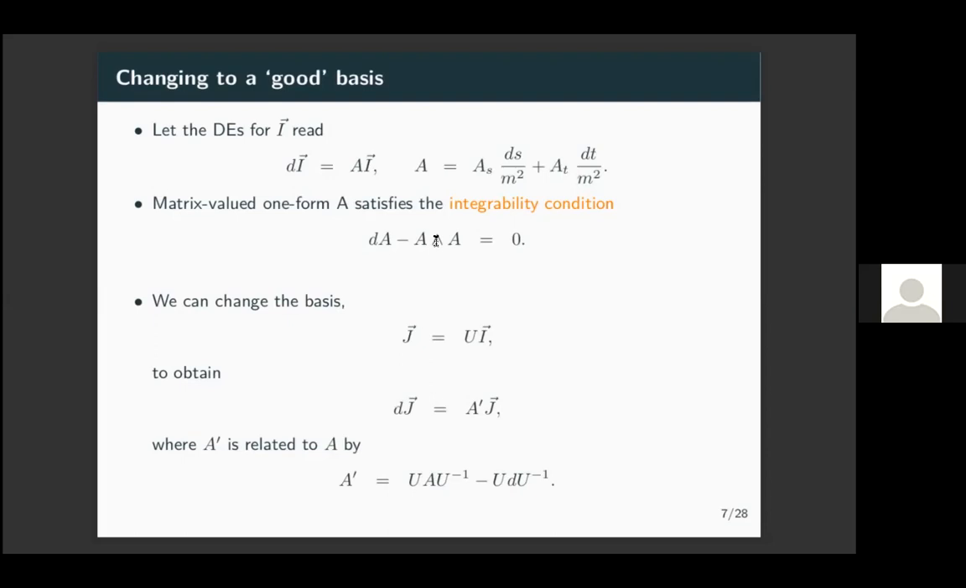Sorry, can I ask a question here? Yeah. So this integrability condition is not automatic?